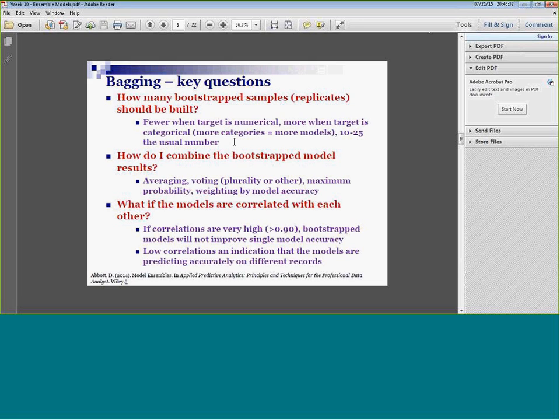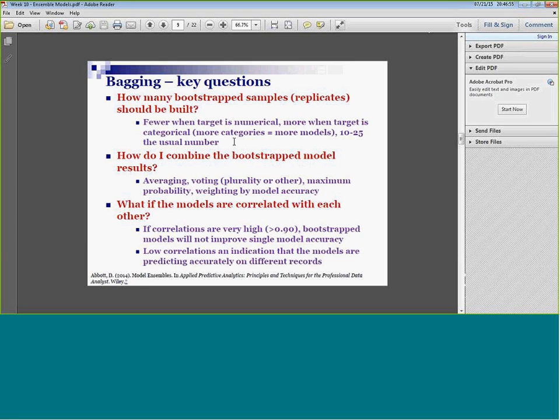So there's some guidance. How do I combine them? Well, we're going to talk a little bit about how SAS Enterprise Miner combines them, but these are the common ways: averaging, voting, maximum probability, weighting. Each of those has an equivalent aspect in SAS Enterprise Miner, again outlined well in SAS documentation. I've got it in a couple of slides coming up.